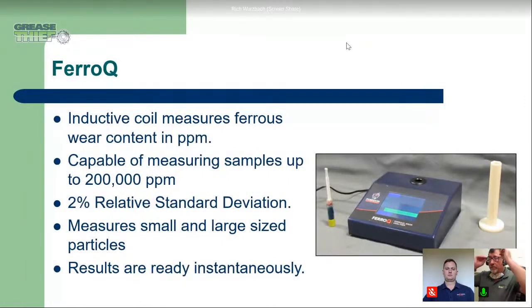So let's start with the FerroQ. Remi, you want to walk us through this one? This is your product, and tell us a little bit about it.